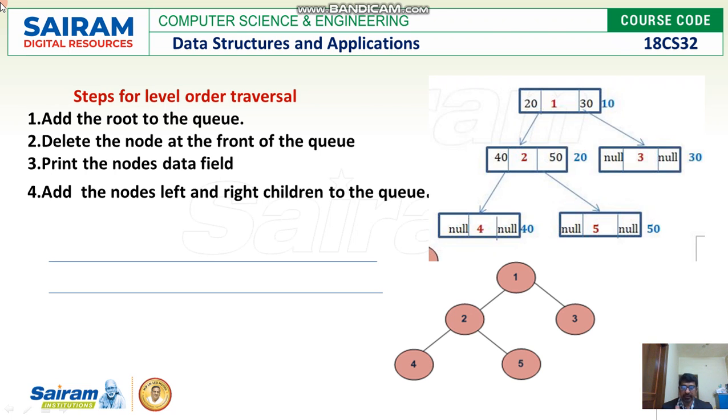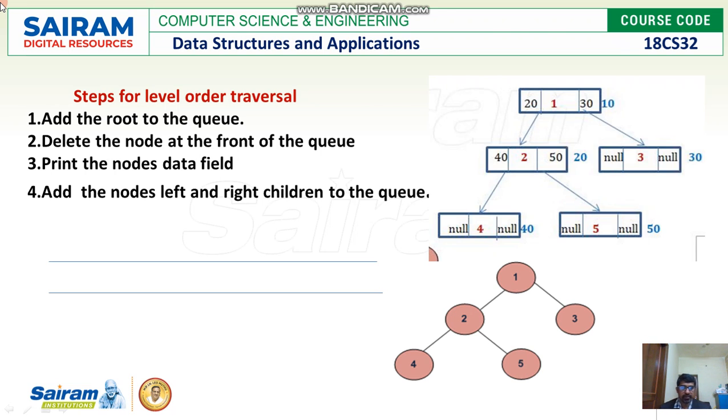So please remember these 3 steps, and then add the node's left and right children to the queue. Once you have printed any node, the next step is to find its left and right children and add them to the queue. So let me repeat. You have to add the root node to the queue and delete the node at the front of the queue. Print its data. Once it is done for the given node, add its left and right children into the queue.